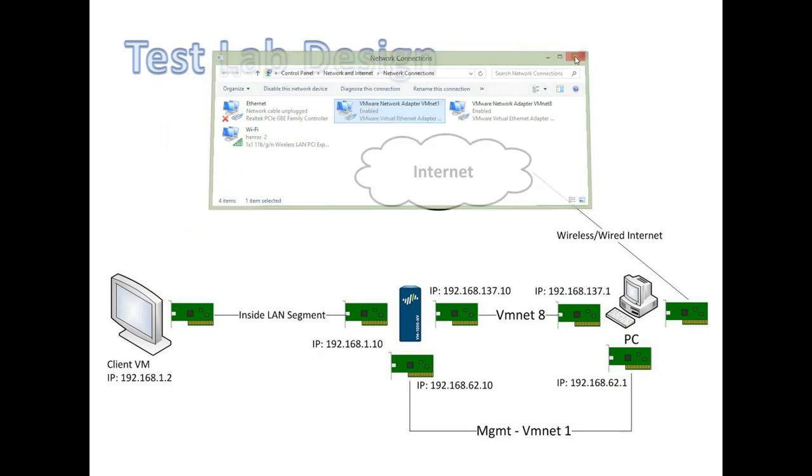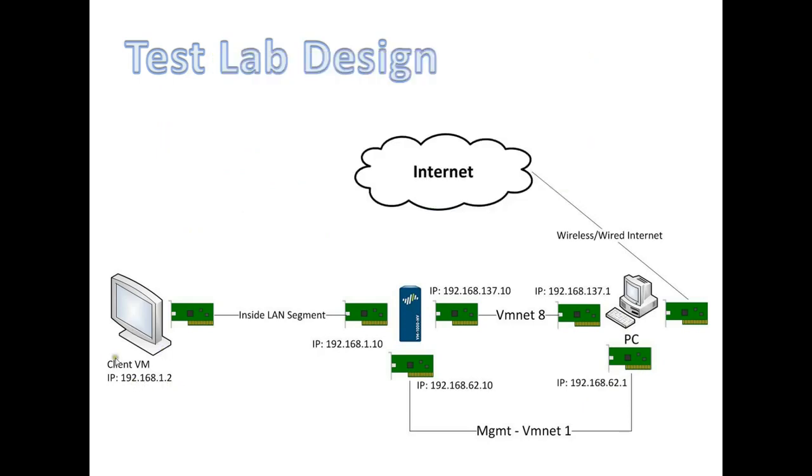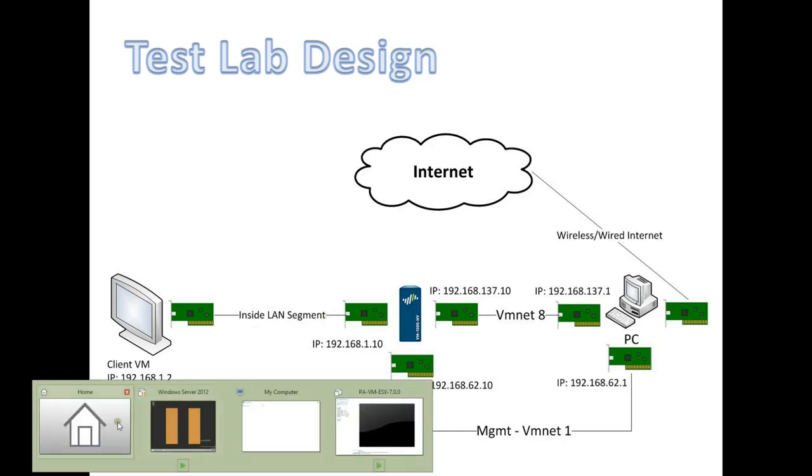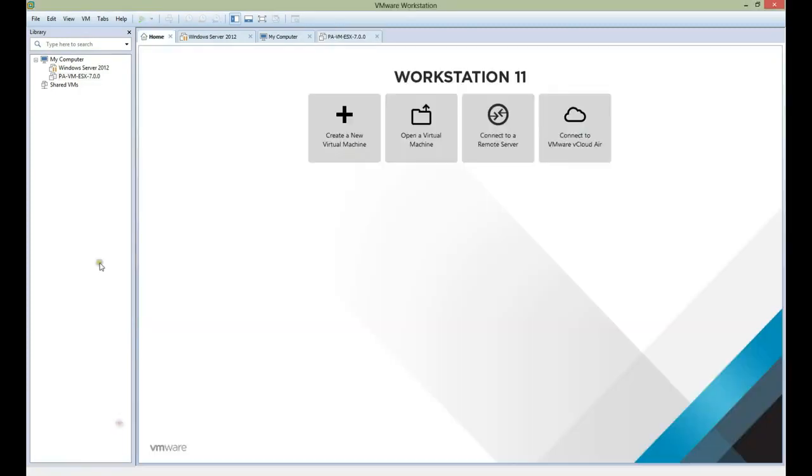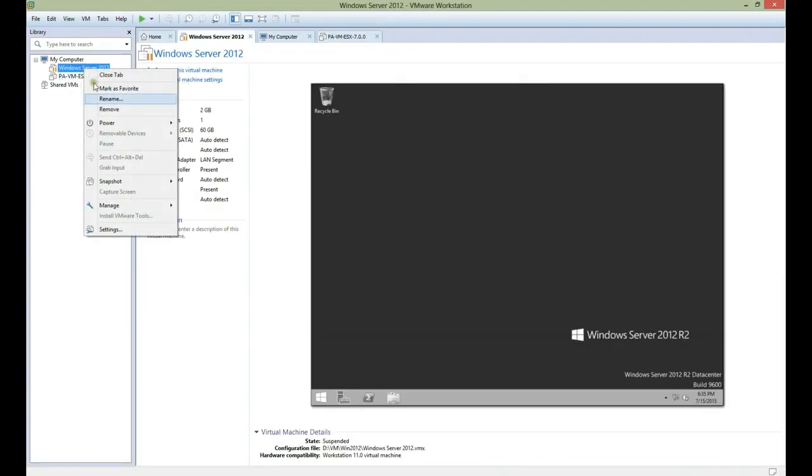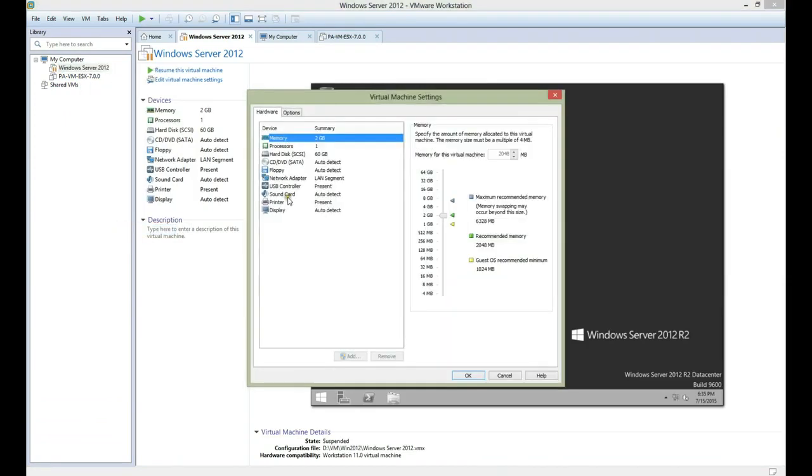On the other side, my virtual machine, which is my Windows 2012 in this case, is supposed to have the IP address 192.168.1.2, and it's supposed to be on the inside LAN segment of VMware. So I'll show you here. If you go to the settings of that Windows machine, you can see it has 2 gig of memory, 1 CPU, 60 gig disk space, and things like that.